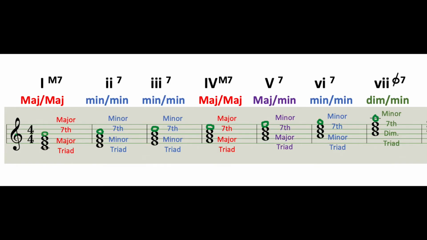We can see that the 1 and the 4 are the same type of chord. In fact, in chord progressions, they can be almost substituted, played back and forth, almost interchangeable. The 2, 3, and 6 are minor minor chords. They're all built the same way. The 5 chord is the dominant 7 chord, the major minor chord. And the 7 chord is the diminished minor chord, built on the 7, or half diminished, as the symbol indicates.